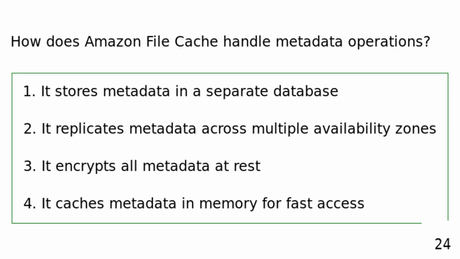How does Amazon File Cache handle metadata operations? It stores metadata in a separate database. It replicates metadata across multiple availability zones. It encrypts all metadata at rest. It caches metadata in memory for fast access.